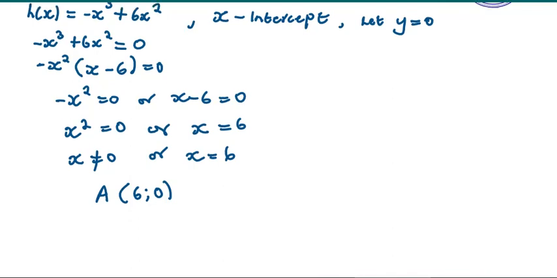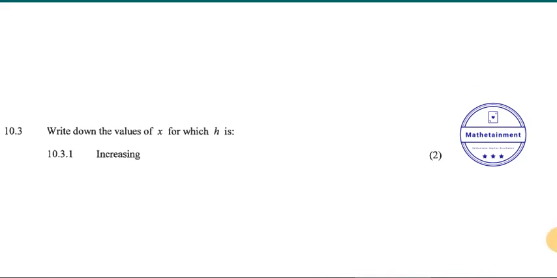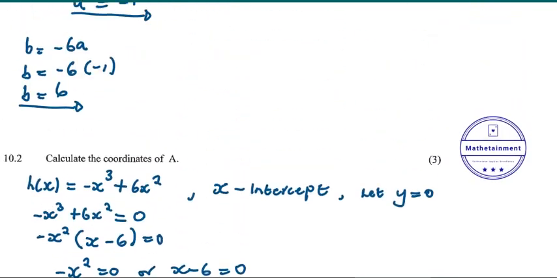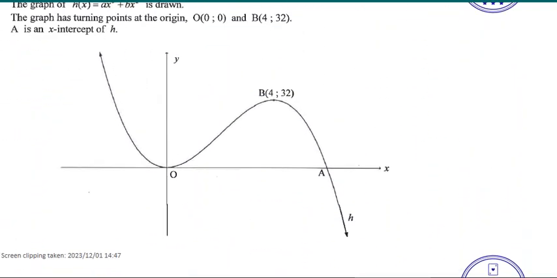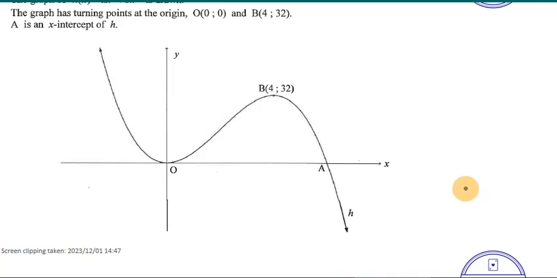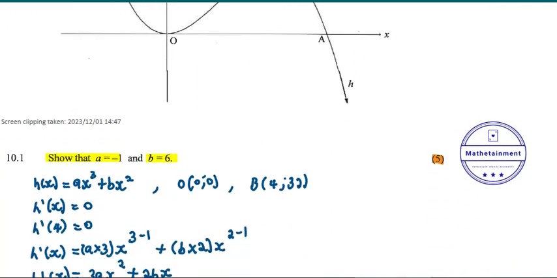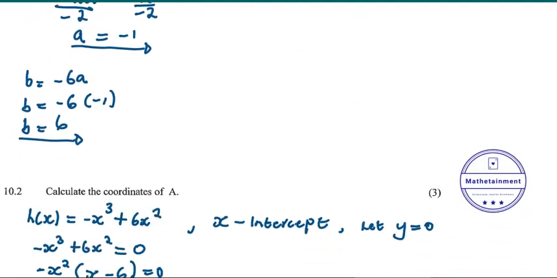All right, moving forward. Here we are required to write down the values of x for which h is increasing. Let us go back to our function. This function starts from negative infinity up to positive infinity. We are required to write down the values of x for which h is increasing.